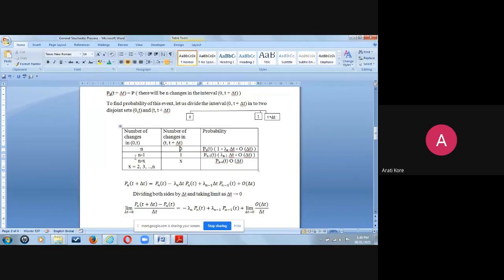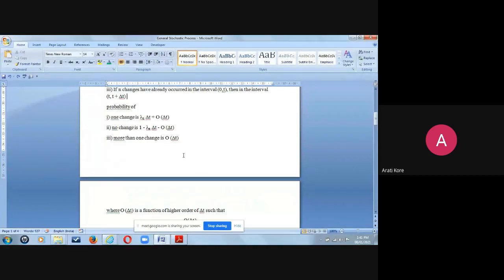दूसरा क्या केस हो सकता है? और 0 to t तक n minus 1 changes हो गए होंगे और t to t plus delta t में 1 change होने की probability. Then total will be again n. So I want n. What is the probability that there will be n minus 1 changes in the interval 0 to t? Its probability is denoted by P_{n-1}(t), multiplied by the probability of one change in the interval of length delta t. We have listed it over here: lambda delta t plus o(delta t).